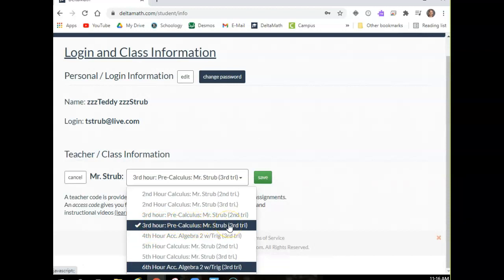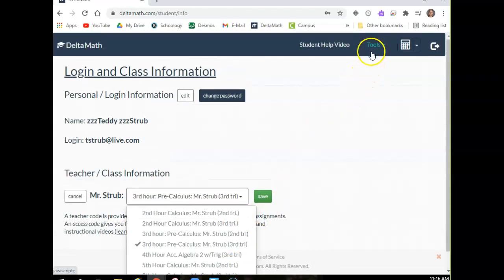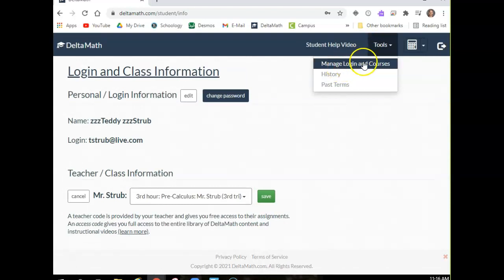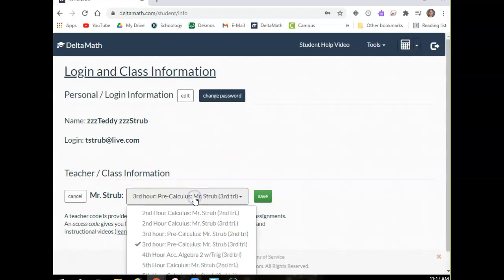So why don't you take a minute right now to do that? Go to Delta Math, open it up, select Tools, and then Manage, Login, and Courses. It should take probably 30 seconds. Did that work out? Sweet. Okay, and then remember it's the teacher class info that you're going to edit.